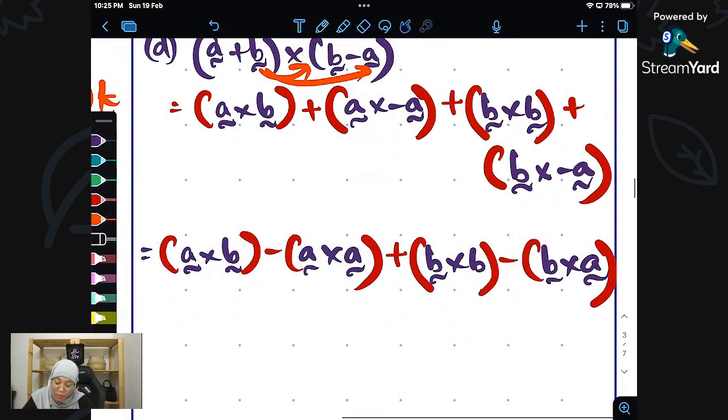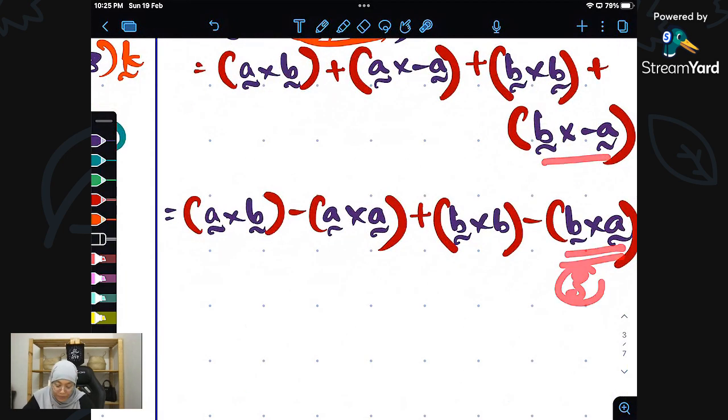Okay, so saya memakaikan properties yang nombor 3 juga ya. Saya bawakan negatif ni keluar. Daripada dia positif, dia bawa negatif di luar. So dia akan jadi B cross A by using the properties number 3. So now I know that both of this is equal to 0. Therefore, I can cut it down there.